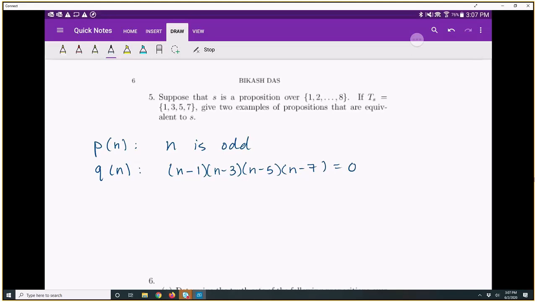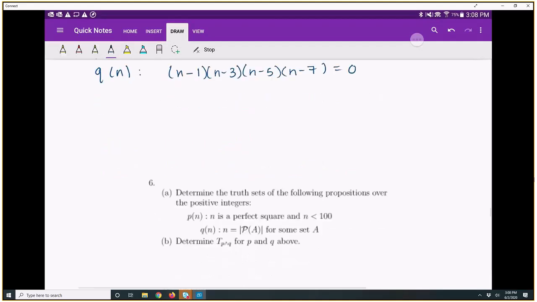When is this proposition true? Well, this proposition is true exactly when n equals 1, because then I would have 0 times these other numbers equals 0. Or when n equals 3, because I would have 0 here times the other numbers is 0. Or when n equals 5, or when n equals 7. So these are just 2 examples of propositions that have the same truth set as S, and having the same truth set as S means being equivalent to S.